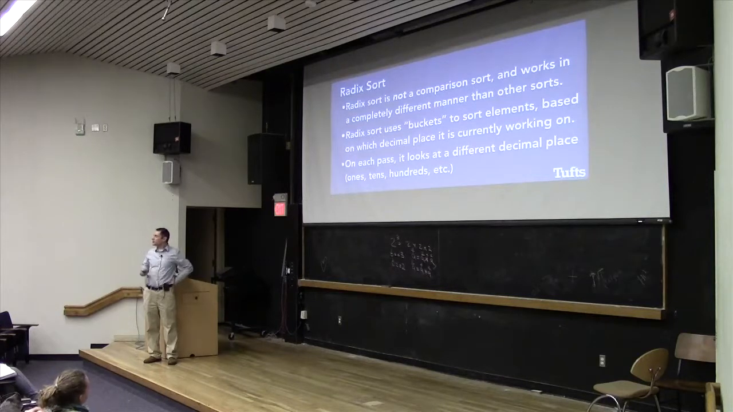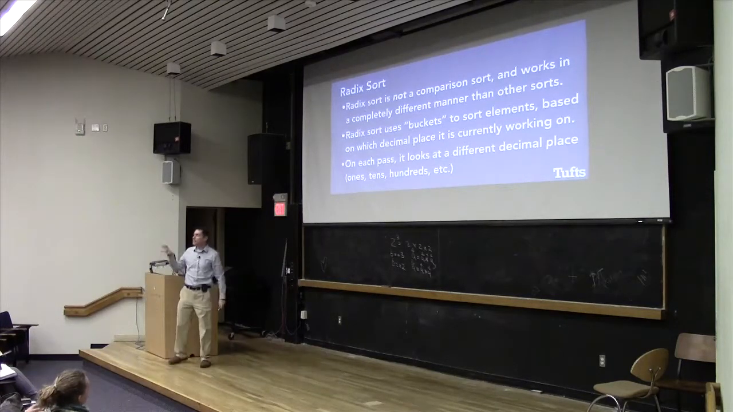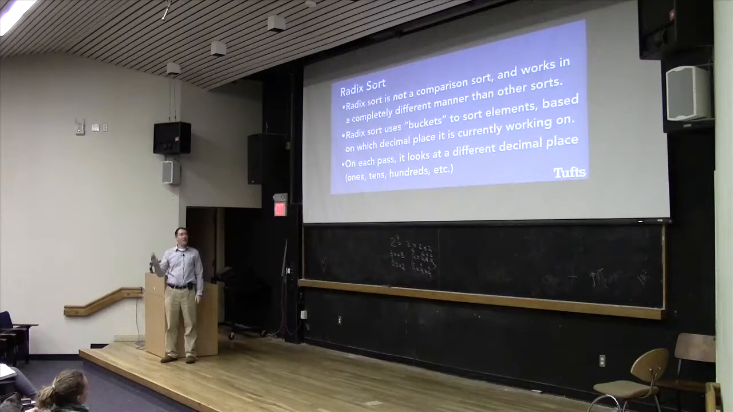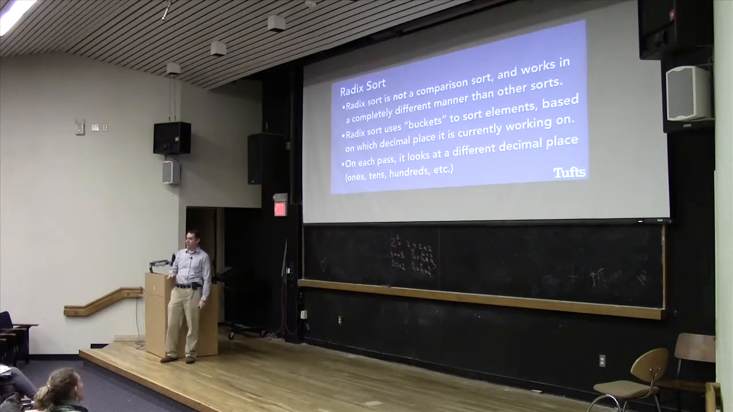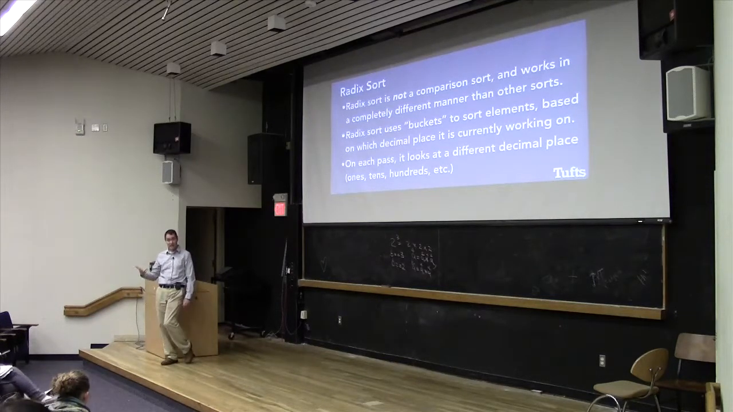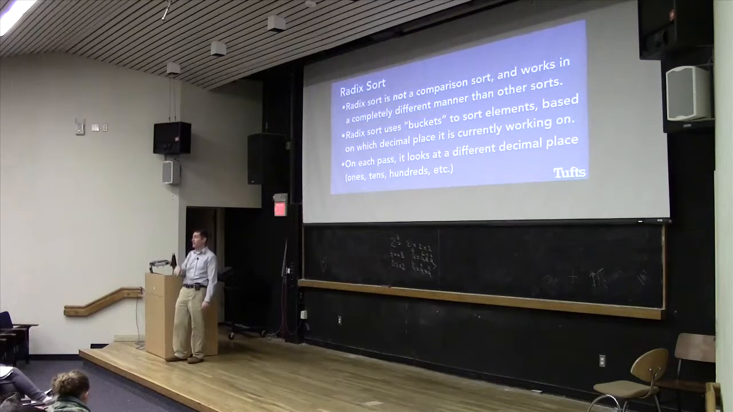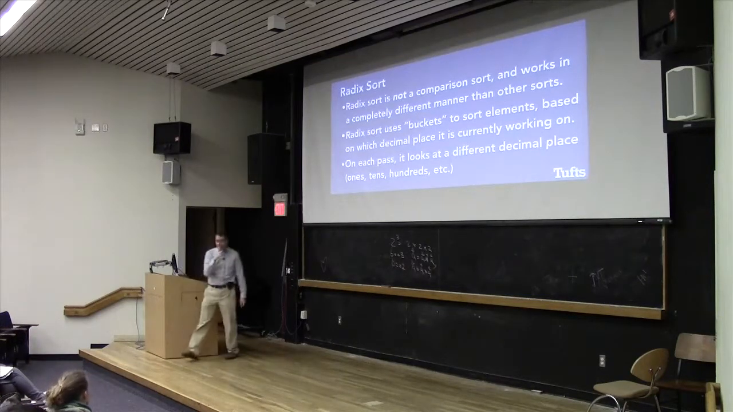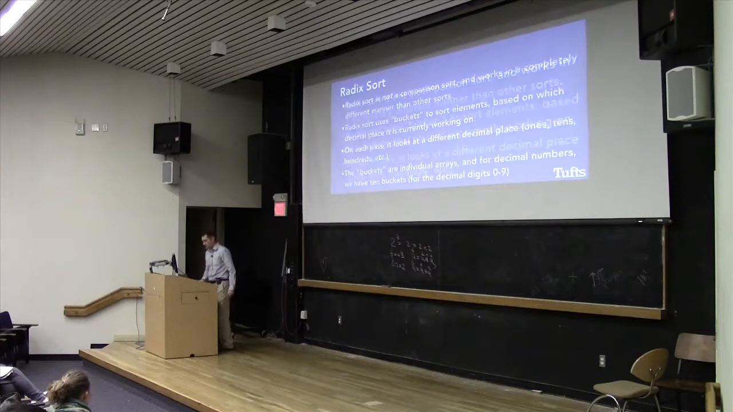What it does is it uses these things called buckets. And the buckets are based on the value of the decimal place that you are at, if we're doing a decimal radix sort. What it does is it goes through the numbers. And at each pass, it says, what does your units place say? And then it puts it into a bucket based on that. Or what does your tens place or hundreds place say? It puts it into a bucket on another pass. Watch how this works.